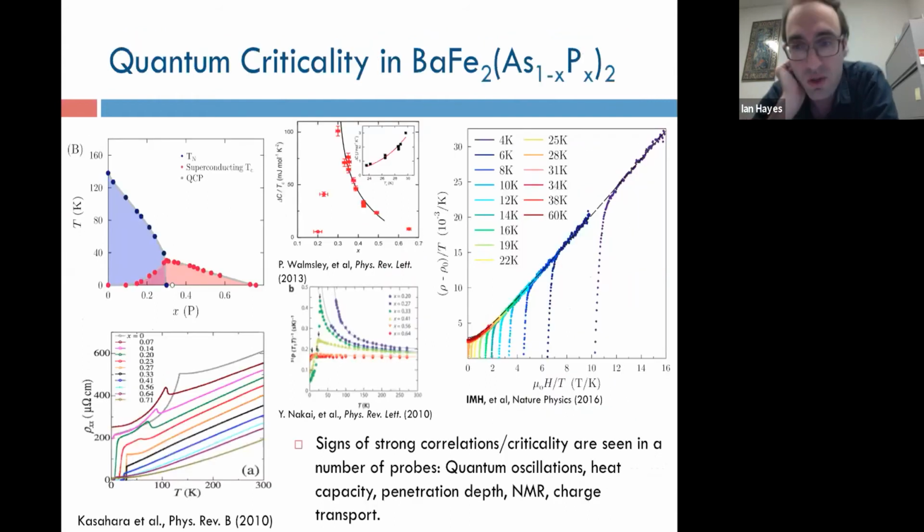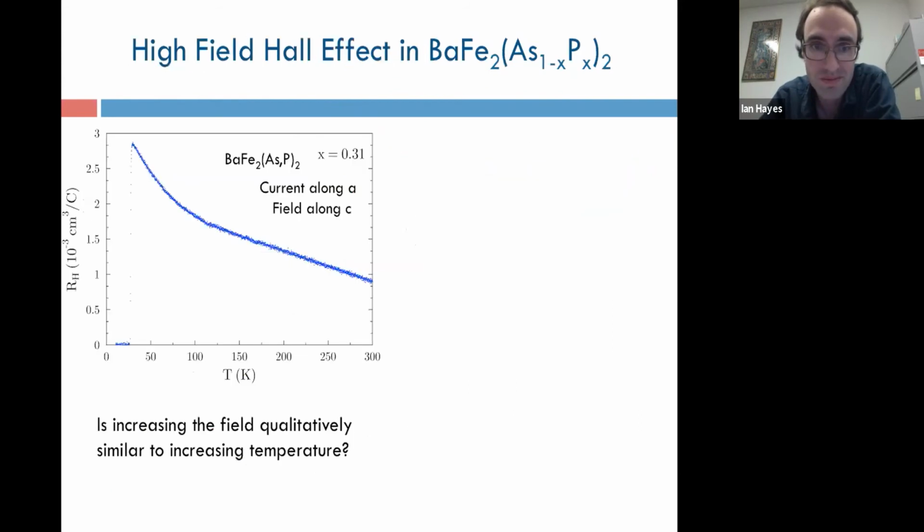Now, I probably don't have to introduce phosphorus-doped barium-122 here, since we just heard a lot about it. But what I want to highlight is that the observations we made previously about parallels between the field dependence and temperature dependence in the resistivity motivated us to look at the field dependence of the Hall coefficient, and to ask whether it gives us another way of characterizing the strange metal behavior, what it's correlated with and where it might be coming from. So that's really the motivation for the data that I'm going to show you now.